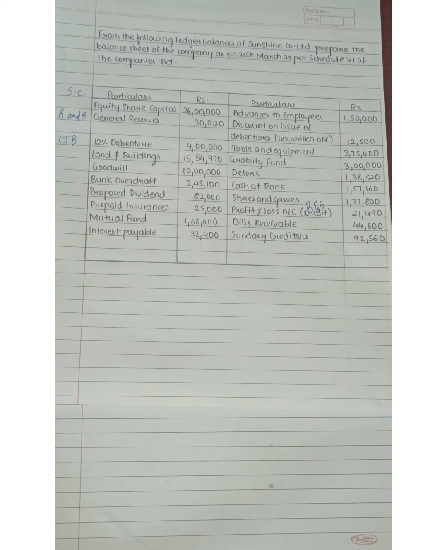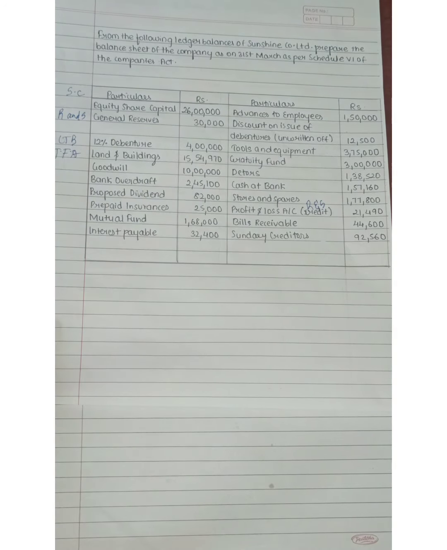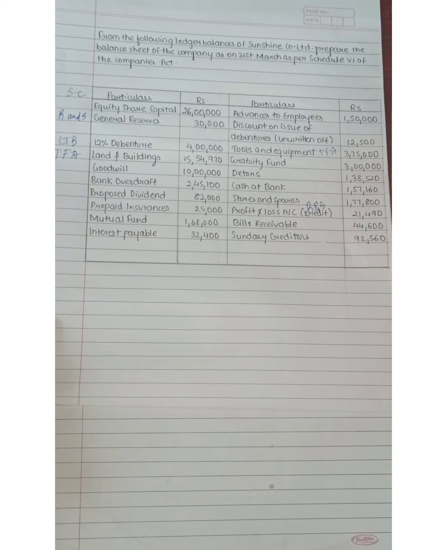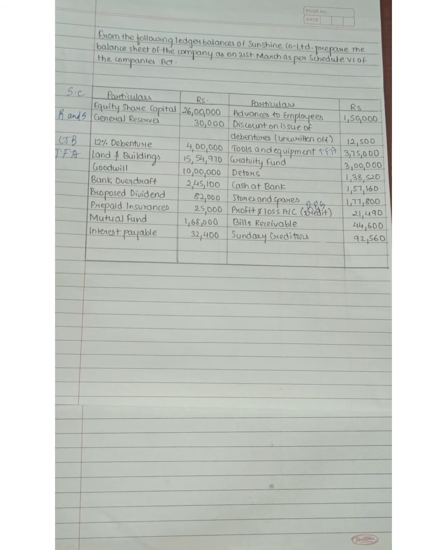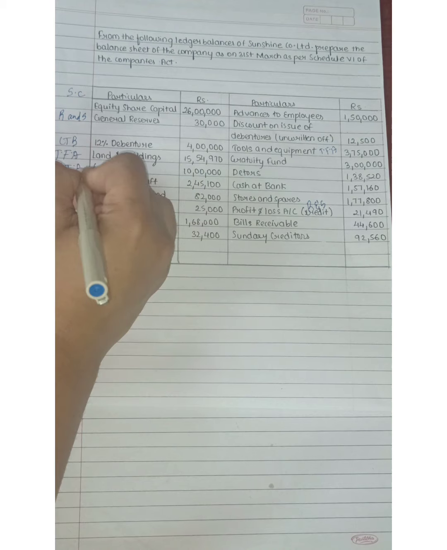Next we have goodwill. Next we have land and building. So we know land and building is a tangible asset because we can see, touch and feel it. So land and building, and then we need to check if there is any more item that comes under tangible fixed asset. So we can see there are tools and equipments. So let's mark tangible fixed asset, and here also tangible fixed asset. Next we have goodwill. We know goodwill is an intangible asset. So just mark it, goodwill, intangible asset.